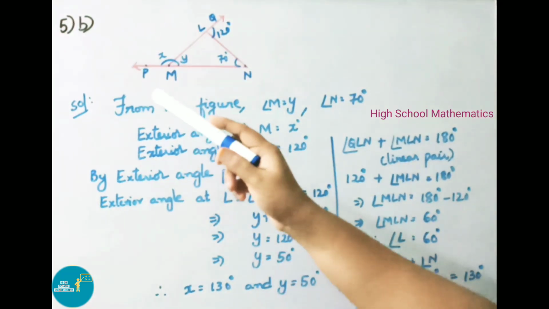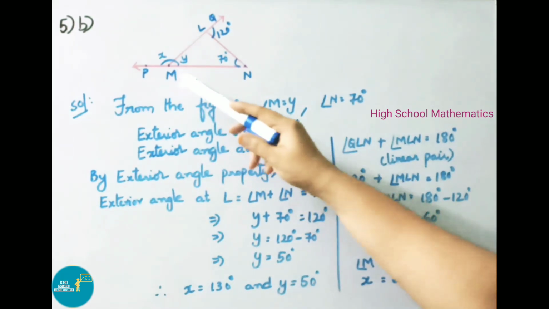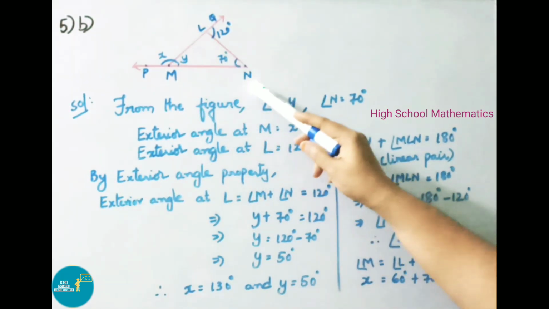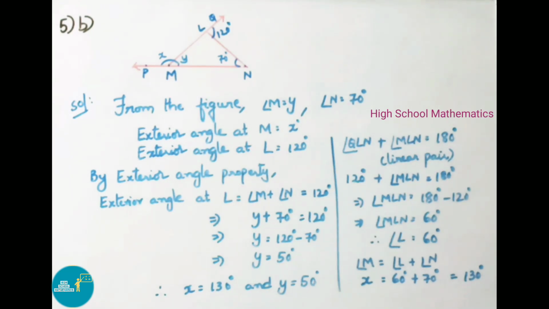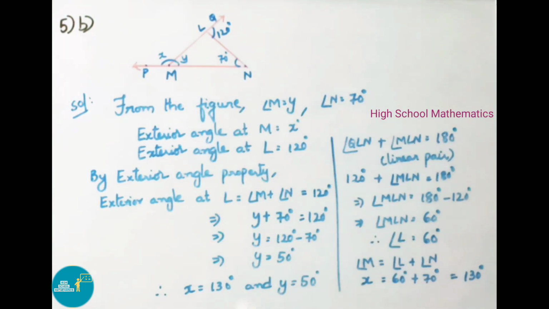See now fifth question B sum. See the solution from the figure. Angle M is equal to y, angle N is equal to 70 degrees. Exterior angle at M equals x degrees. Exterior angle at L equals 120 degrees.